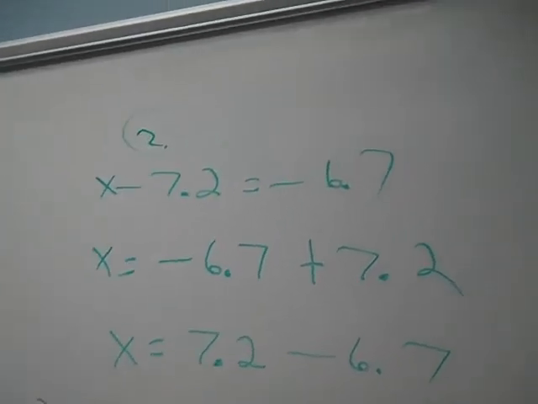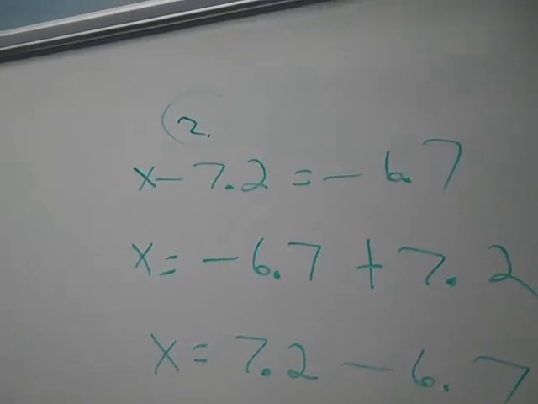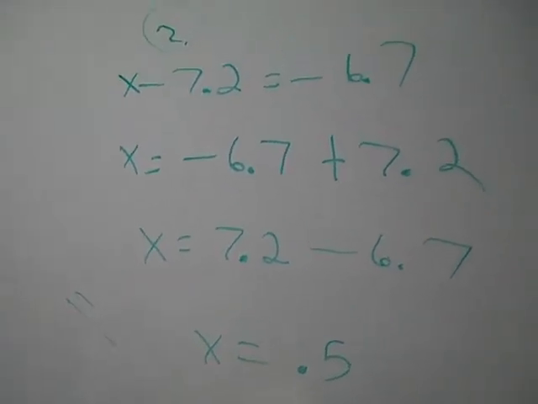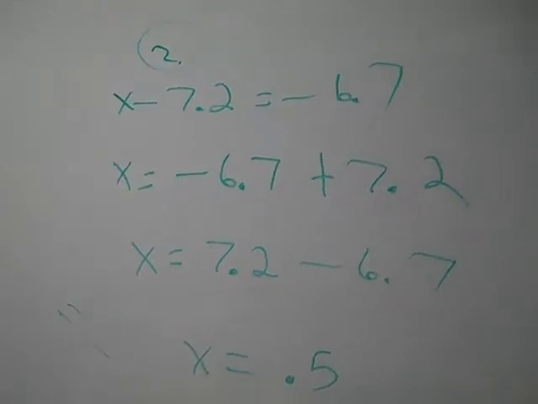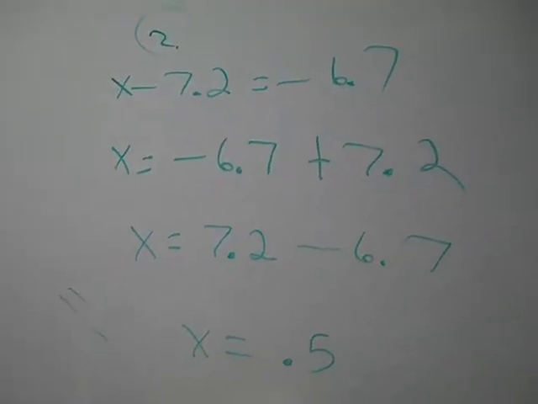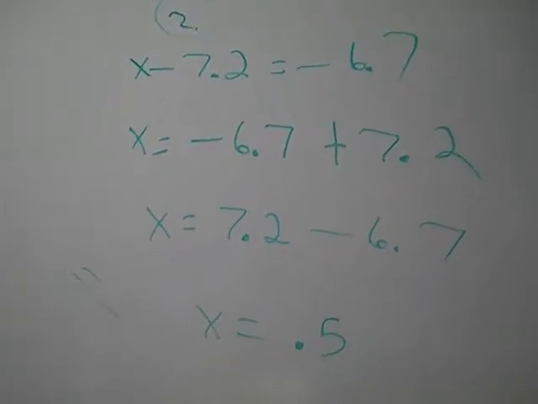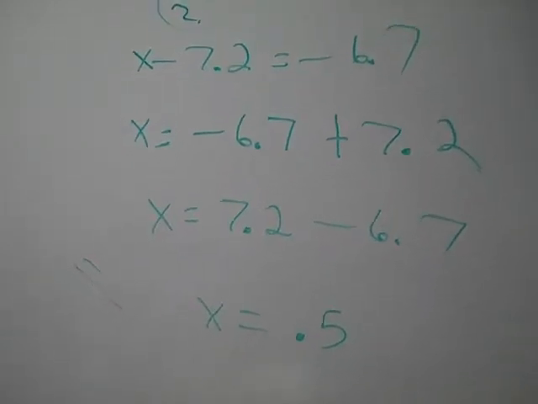The second problem, x minus 7.2 equals negative 6.7. Now, again, we want x's on one side, so x equals negative 6.7, and that turns into a plus 7.2. We do the opposite thing. Remember, the 7.2 jumped. The negative 6.7 did not jump across the equal sign.